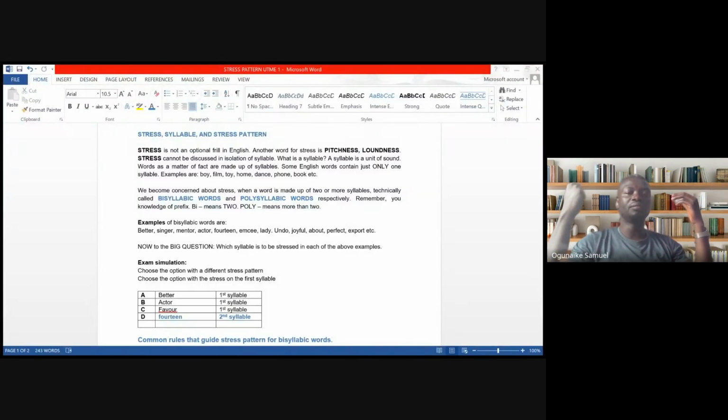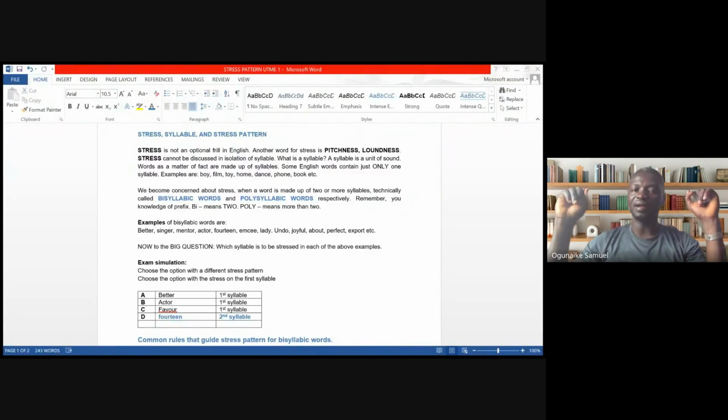So we have bisyllabic words, representing words with two syllables, and we can see all of those examples. I'll say them again. We have better, singer, mentor, 14, actor, okay, I mentioned that. We have MC, lady, undo, joyful, about, perfect, export, two syllables.